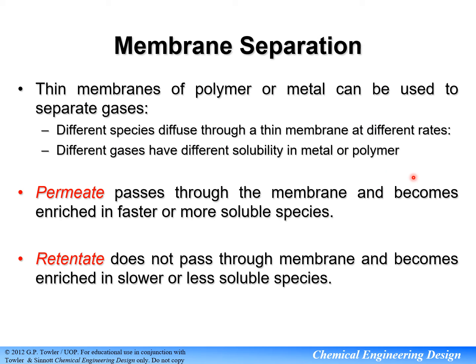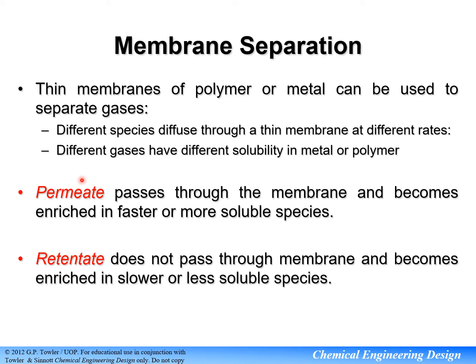Now I move to membrane separations. For membrane separation, basically a thin membrane of polymer or metal can be used to separate gases. In a membrane separation, different species diffuse through a thin membrane at different rates, and different gases have different solubility in metal or polymer. There are two important terms inside membrane separation, which are permeate and also retentate.